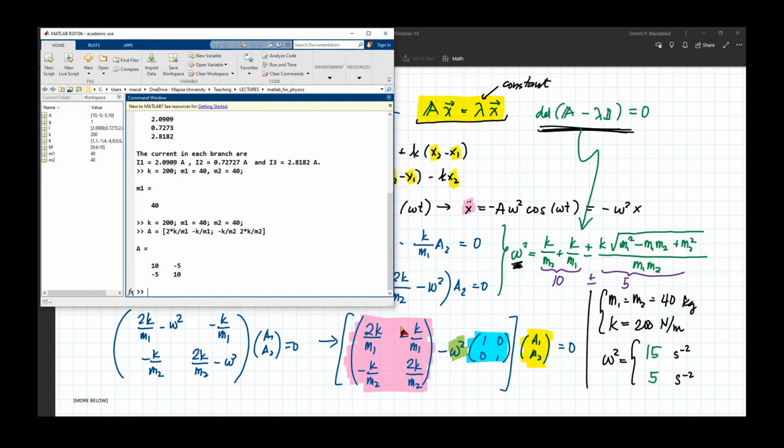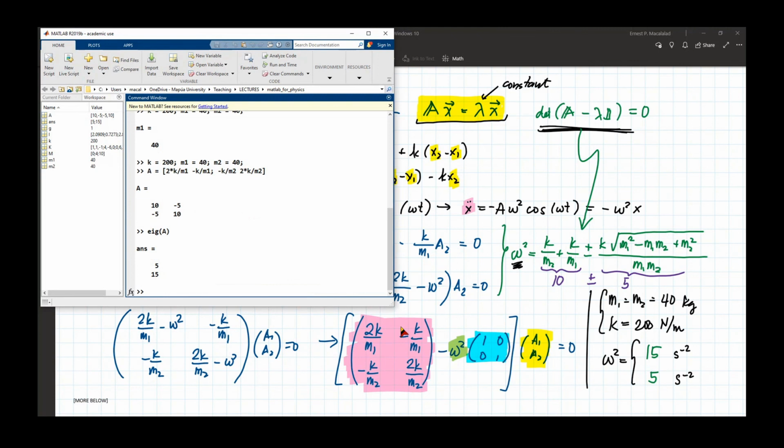And then we only need to use the eigen function. Eigen. So this is your solution to your eigenvalue problem. And then just type in our main matrix. When we enter this, we will have the two answers, 5 and 15. So 5 and 15 are the answers to your omega squared. So therefore, our omega would be square root of 5 and square root of 15.